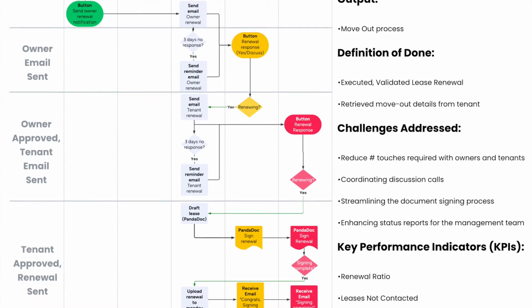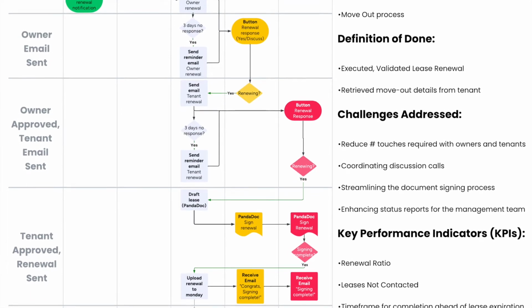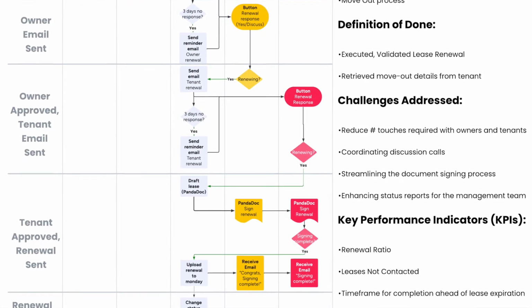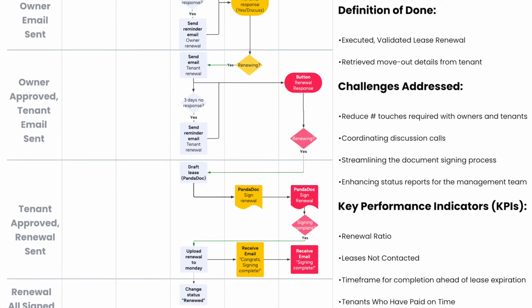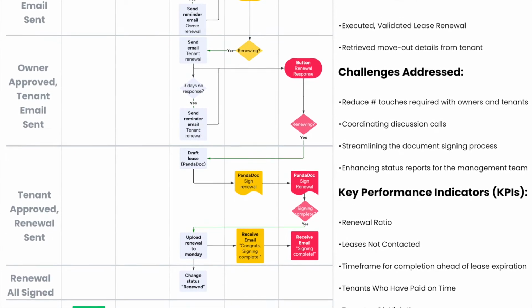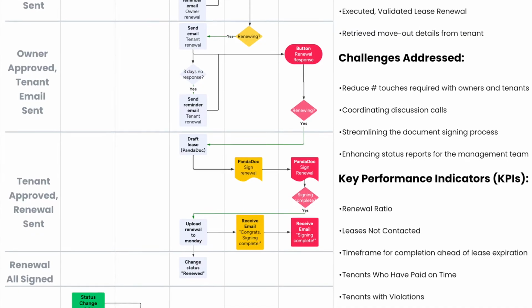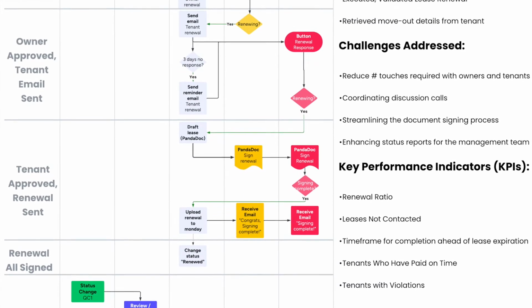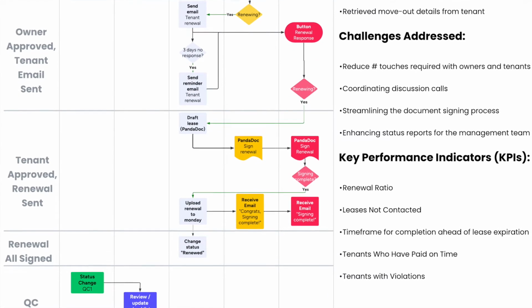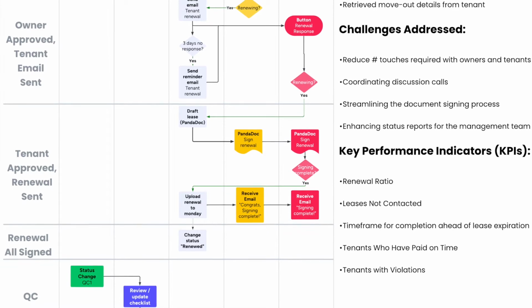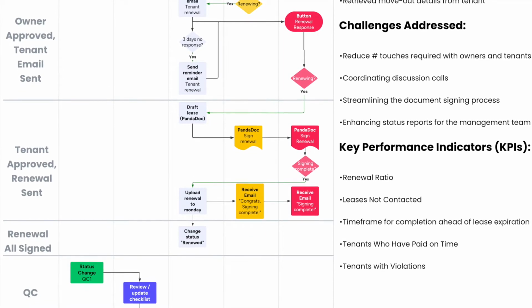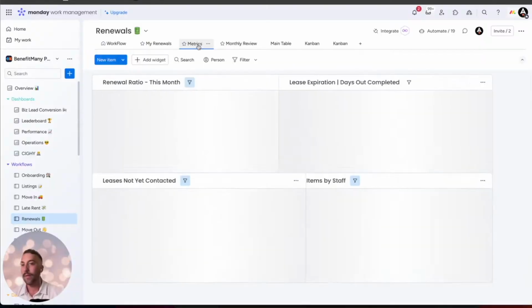lease renewal. One of the main challenges we're trying to solve in this workflow is reducing the amount of back and forth touches that the PM needs with the owner and the tenants to get decisions made on the lease renewal. We're also streamlining the document signing process with PandaDoc and providing reports to the management team on the metrics that they've requested. So let's look over at our metrics real quick.